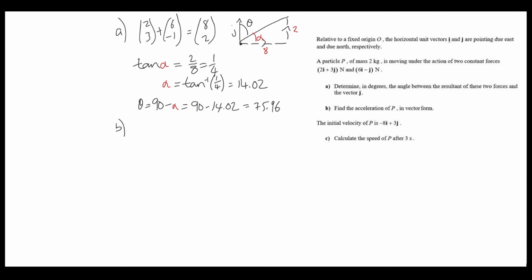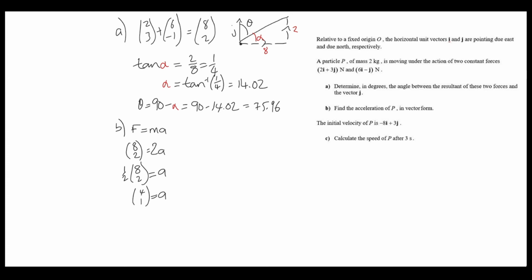In part B, we're asked to find the acceleration of P in vector form. Okay, the best thing to use here is Newton's second law. The resultant force should equal the mass times the acceleration. I found the resultant force earlier. It's (8, 2). We were told the mass is 2, and we're looking for the acceleration. Rearranging, this means that half of that resultant force should be the acceleration. So the acceleration is (4, 1).